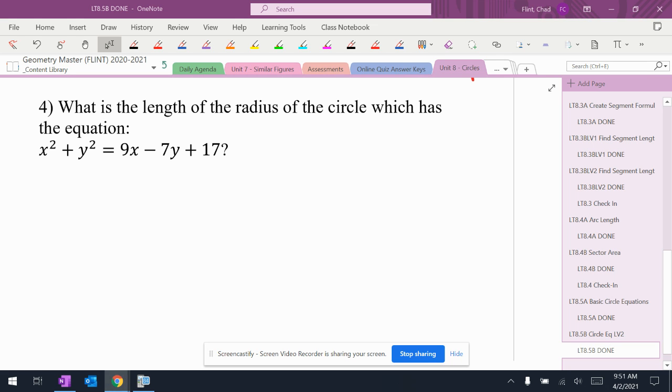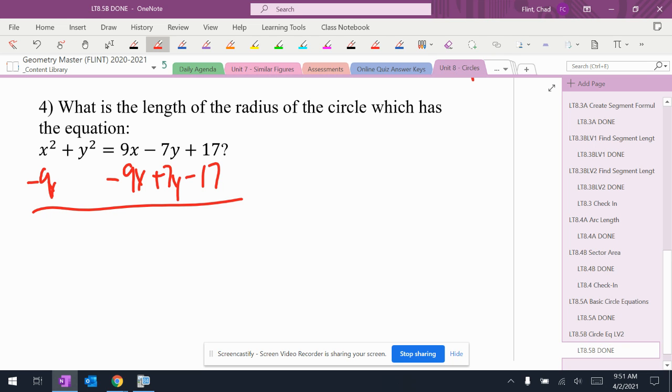Okay, so this question is one that I wrote, and they haven't asked anything this complicated with quotes around it, 'cause it's not really complicated. It just has multiple things you have to move. So minus 9x plus 7y minus 17. I'm moving them all at once. Minus 9x plus 7y minus 17.